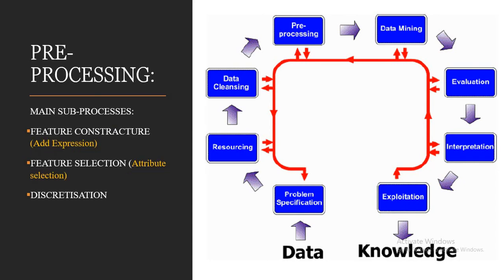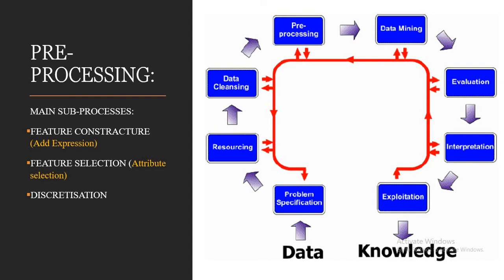The fourth step is pre-processing. It also has sub-processes. The first one is feature construction. Feature construction means that you create new attributes from existing attributes. Weka uses a technique called add expression in order to create new attributes.